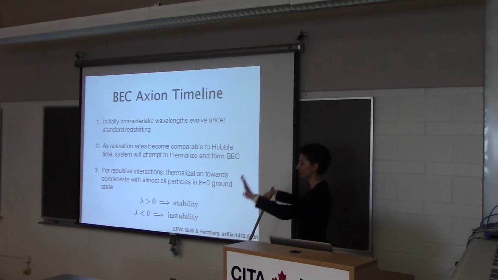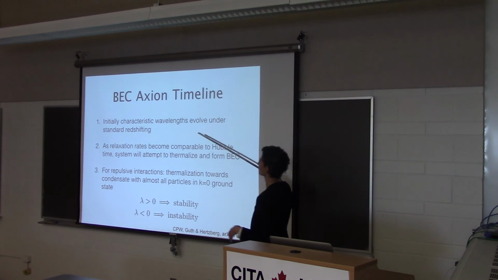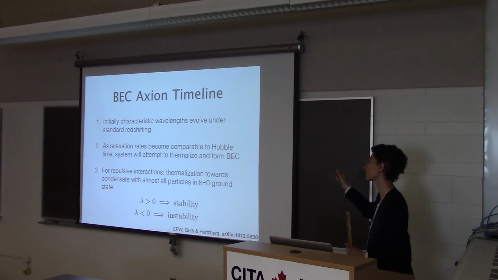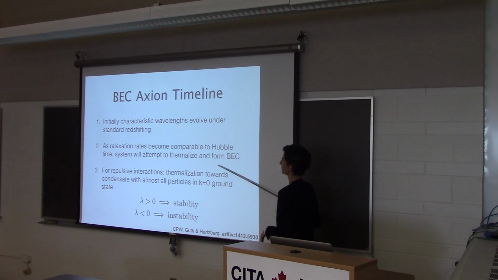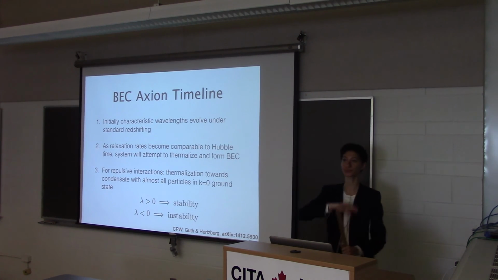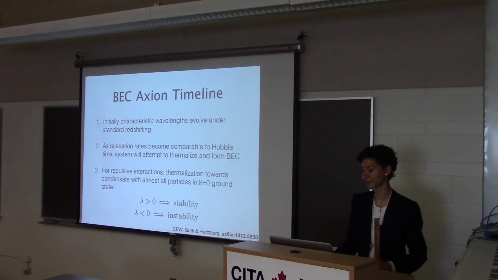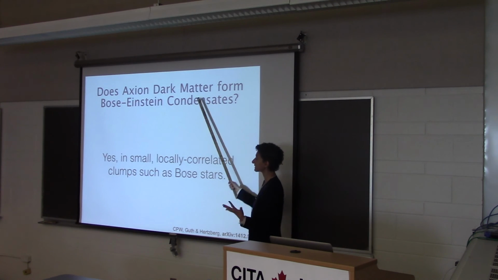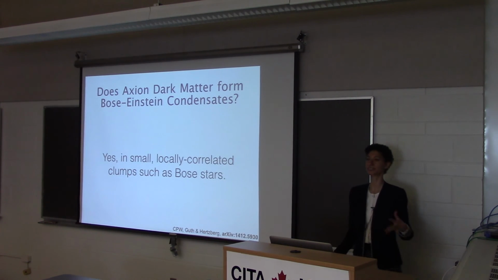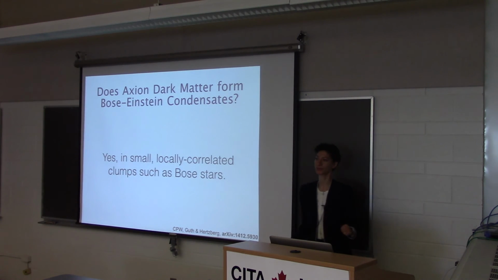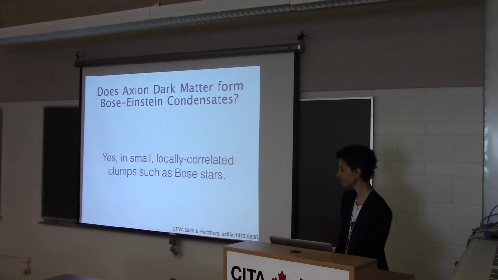So just to back up and look at the big picture, we expect that the axion field is going to evolve the way we expect fields usually to in a Hubble background. Then we expect that the system will try to thermalize. And for repulsive interactions, this will go the way that we usually expect things to go. But for attractive interactions, does the axion dark matter form Bose-Einstein condensates? Yes, we think so, in small, locally correlated clumps, such as Bose stars.